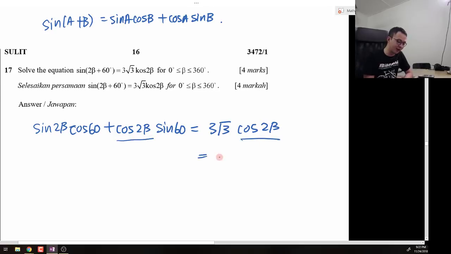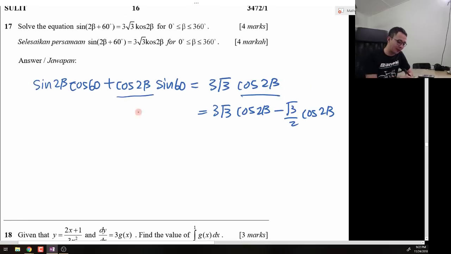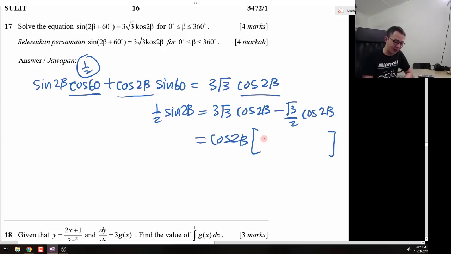I'm going to group them together. So I will have 3 square root 3 cos 2 beta minus sine 60, which is square root 3 over 2, square root 3 over 2 cos 2 beta, equals cos 60, which is half, 1 over 2, so this is half sine 2 beta. And then I factorize out the cos 2 beta from here. So I will have 3 root 3 minus root 3 over 2, and here is just half sine 2 beta first.